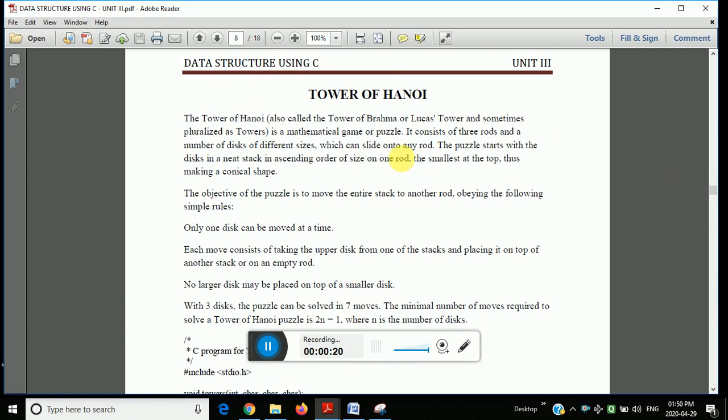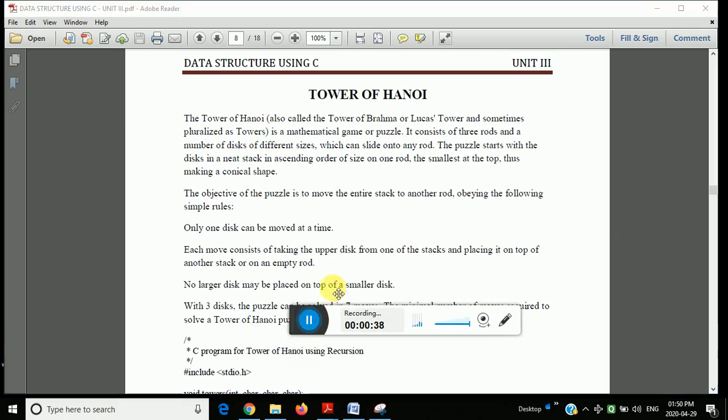Here they will give three discs and three rods. Only one disc you have to move at a time, and no larger disk must be above the smaller disk. So these are some of the rules.